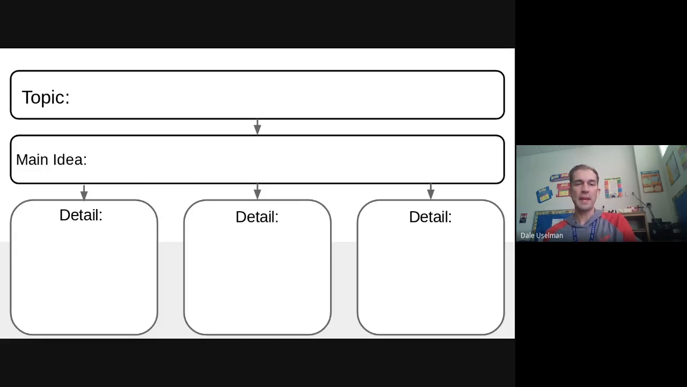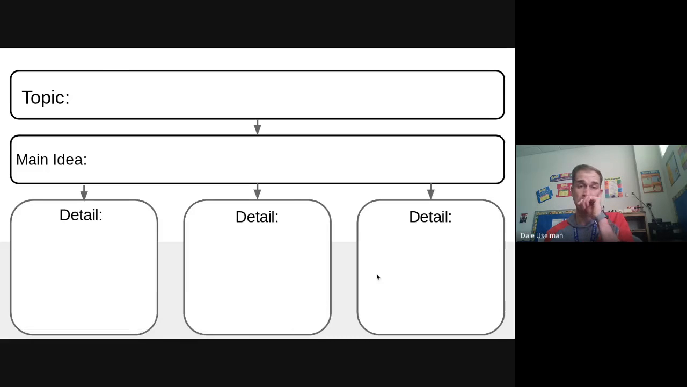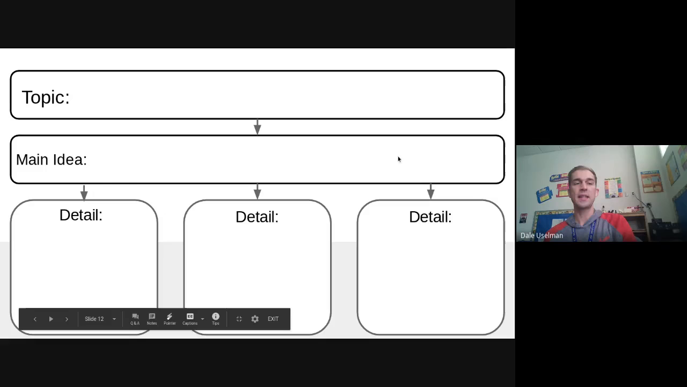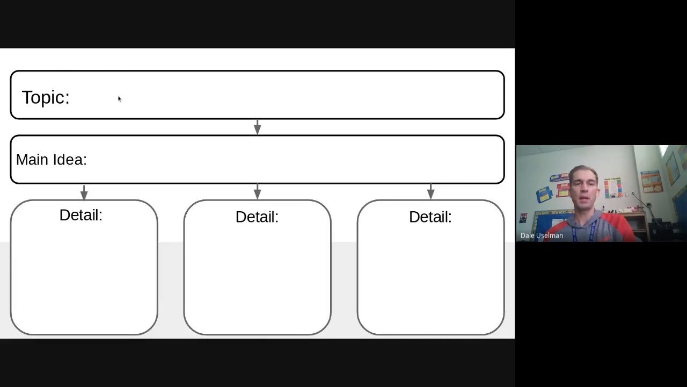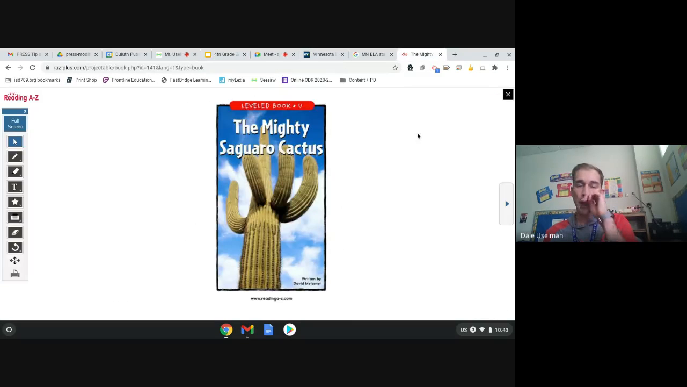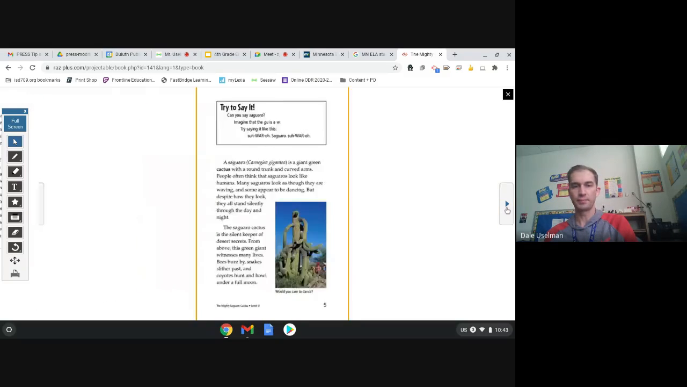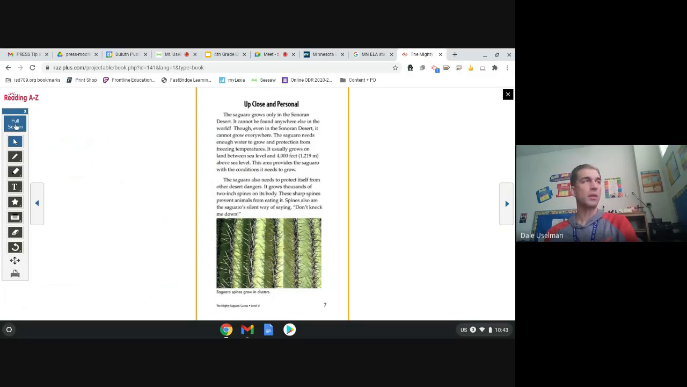So what we'll do is we'll read it and we'll think about what are three really important details from that section. And we'll use those three important details to help us write the one sentence that is the main idea. Something I like to always think about also is what is the topic of what we're reading? What is the one or two word thing that we're reading about? So we are going to start off by reading part of The Mighty Saguaro Cactus. And we are going to actually skip ahead to chapter 2 on page 7. This will give you some background about the Saguaro Desert, and then we will start reading the next chapter, and that is the chapter that we will find the main idea for.